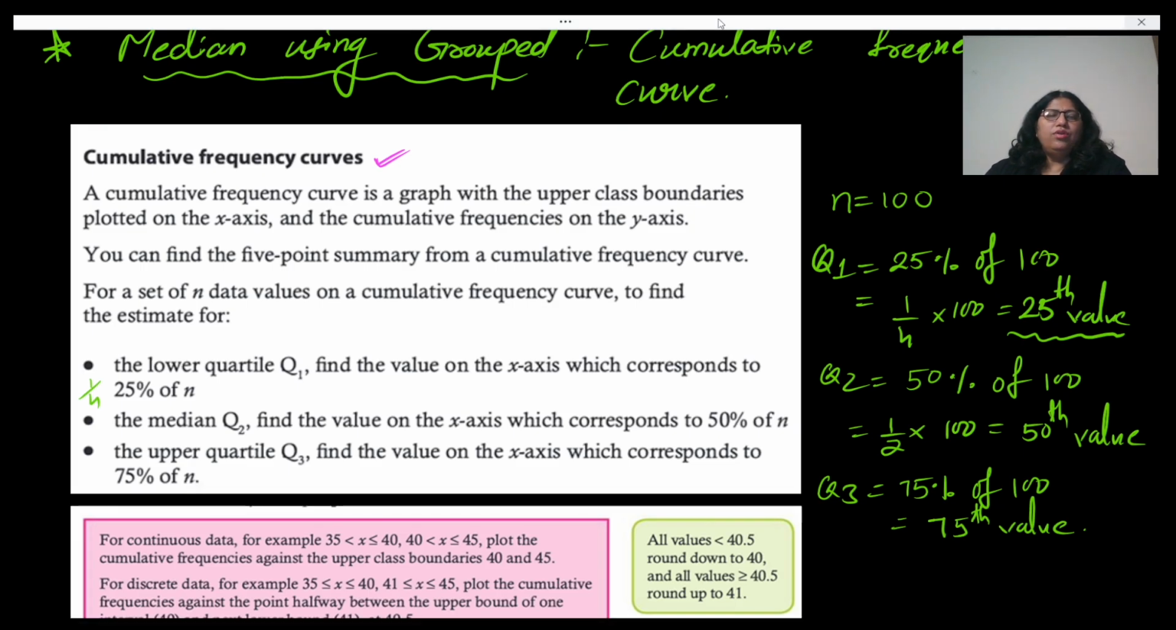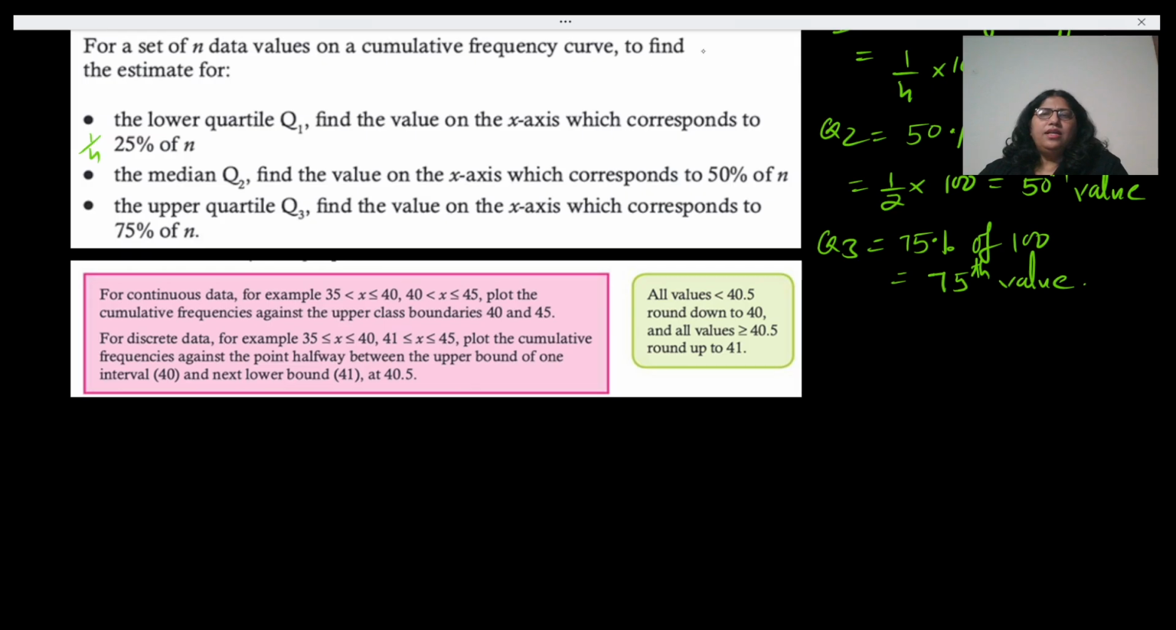Here also, whenever there is cumulative frequency, we always use continuous data. For example, if it is there and this is there, then we can directly plot cumulative frequencies against the upper class boundaries 40 and 45. But if the data is non-continuous, first you need to take the upper limit. You need to change the class interval to a continuous interval.